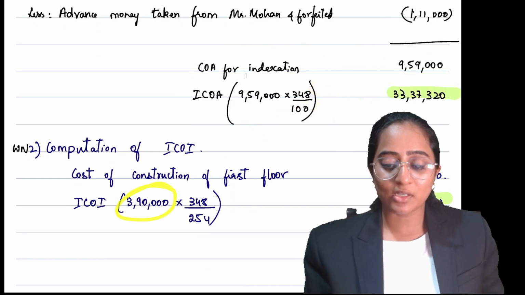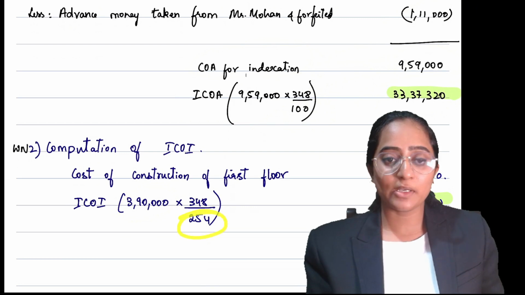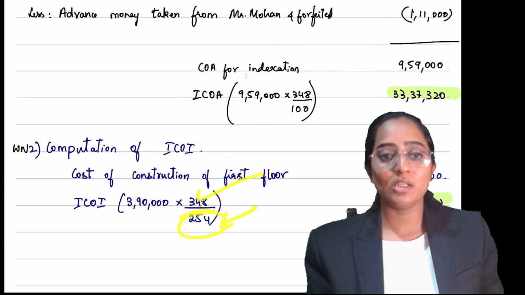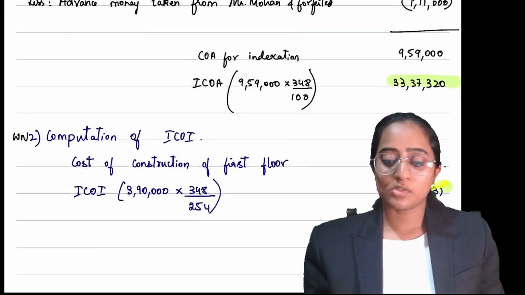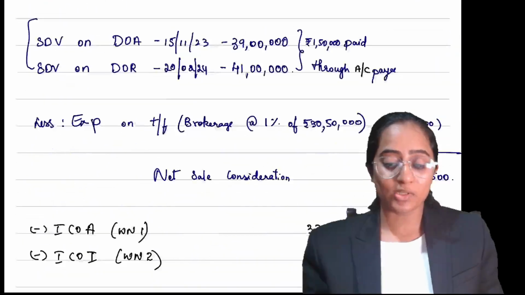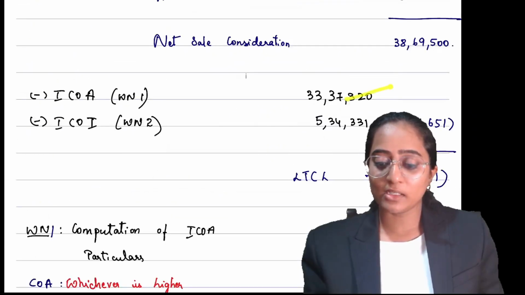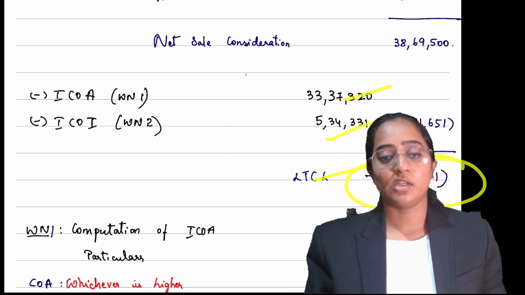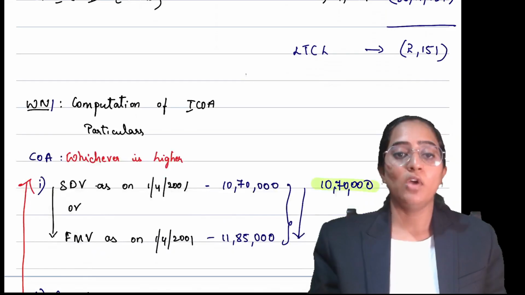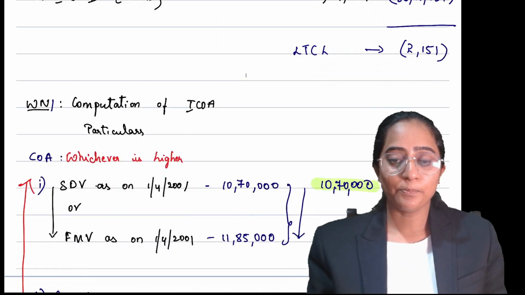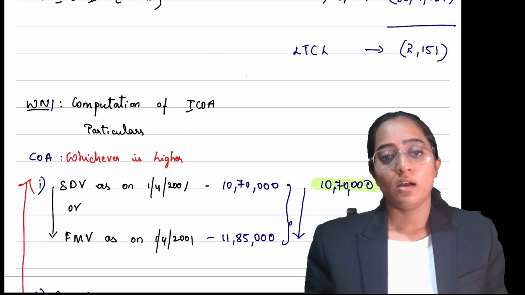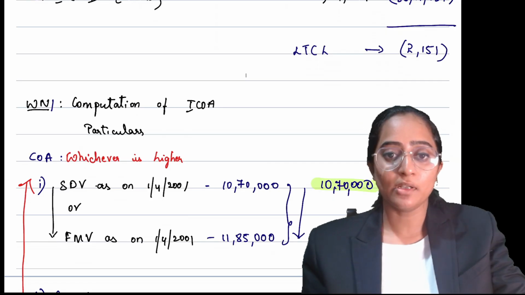3,90,000 rupees they have spent on construction of the first floor in this particular year. Denominator is considered on the year of transfer. In the year of transfer, I got the indexed cost of improvement over there. So whatever calculation I've done here has resulted in a short-term capital loss of 2,150. Clear? I hope everything is clear for this point. This is your test your knowledge questions of your capital gains.